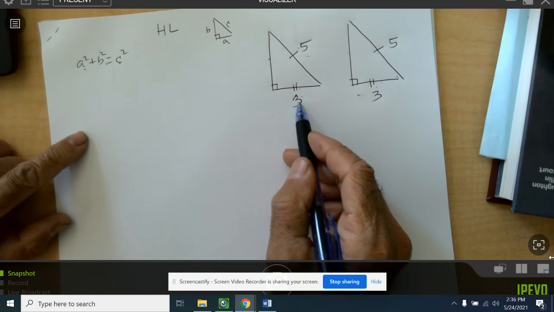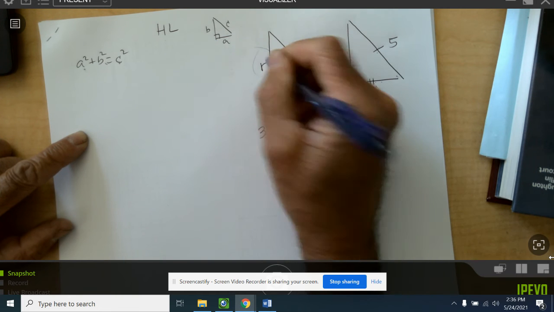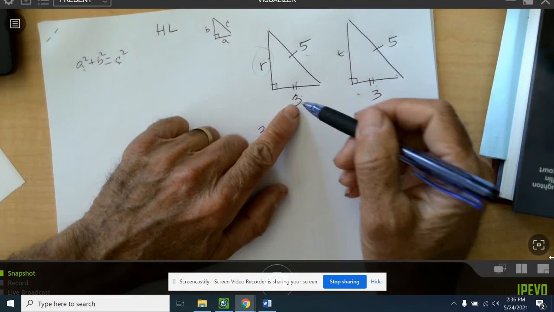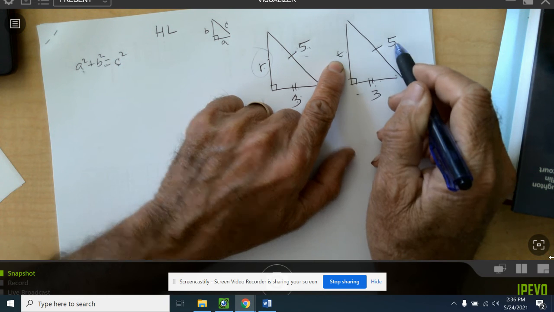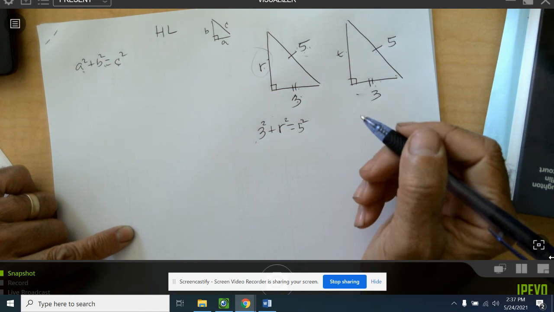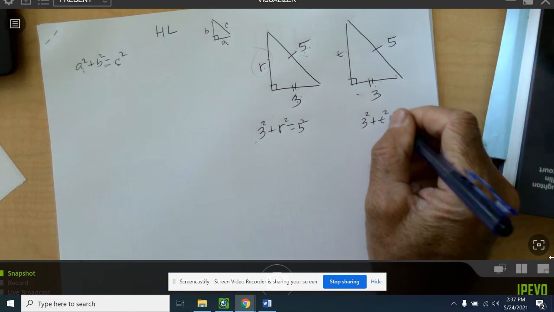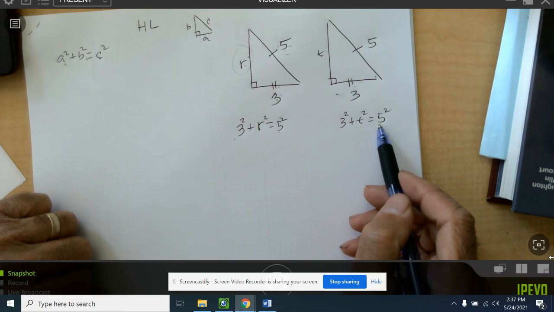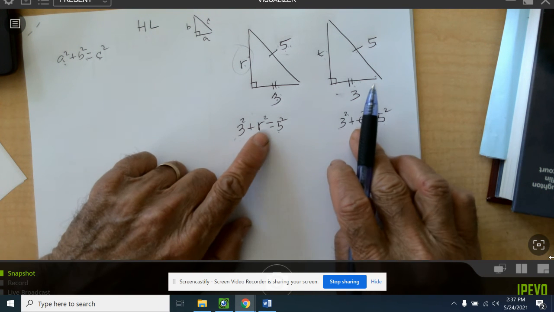So in this case, what we would have is 3 plus whatever number this is, let's call this R, and we can call this one T. We can call it anything we want, right? So this squared plus that squared is going to be equal to the hypotenuse squared. We end up with 3 squared plus R squared equals 5 squared. Over here, we'll have 3 squared plus T squared equals 5 squared. Remember, we don't know if these are congruent yet or not. When you look at them, you should be able to see that they match up. They're congruent, right? The only part that's different is the letters.